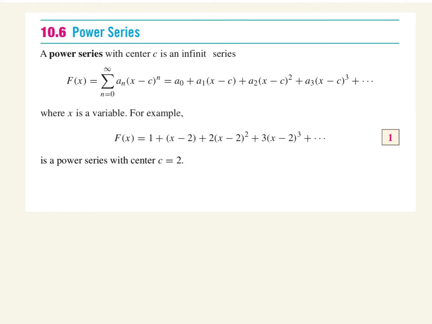So x is a variable. We have n going from 0 to infinity, and then x is some variable. For example, the f of x given there in equation 1 shows it as 1 plus (x minus 2) plus 2 times (x minus 2) squared, etc. So that has a power series with a center of 2. Just giving a little bit of context to what a power series would look like.